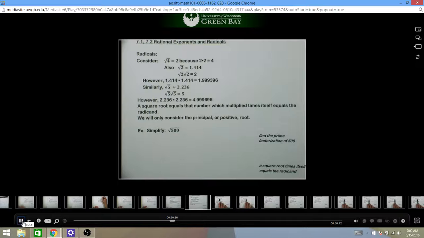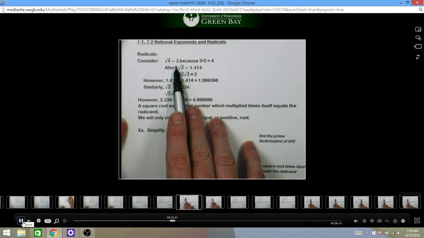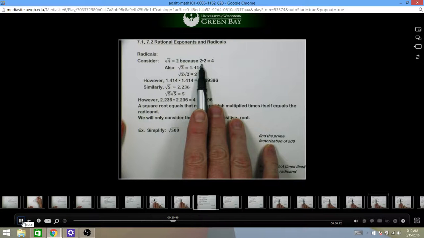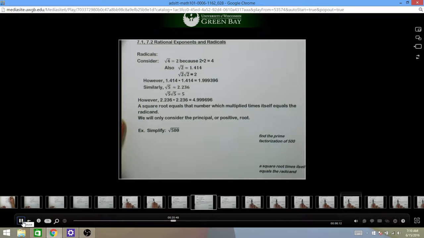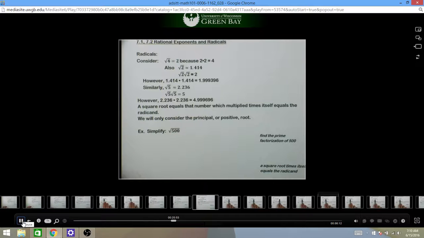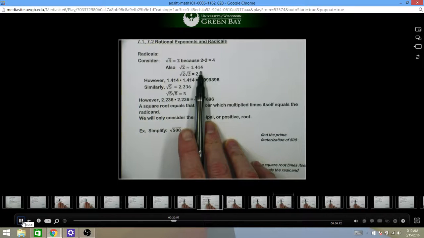So when we say the square root of 4 is 2, it's because 2 times 2 is 4. So when we say a square root, we're looking for the number you can times by itself and get 4. Now if you put the square root of 2 in your calculator, you get an irrational number that does not end. The decimal expansion just keeps going.